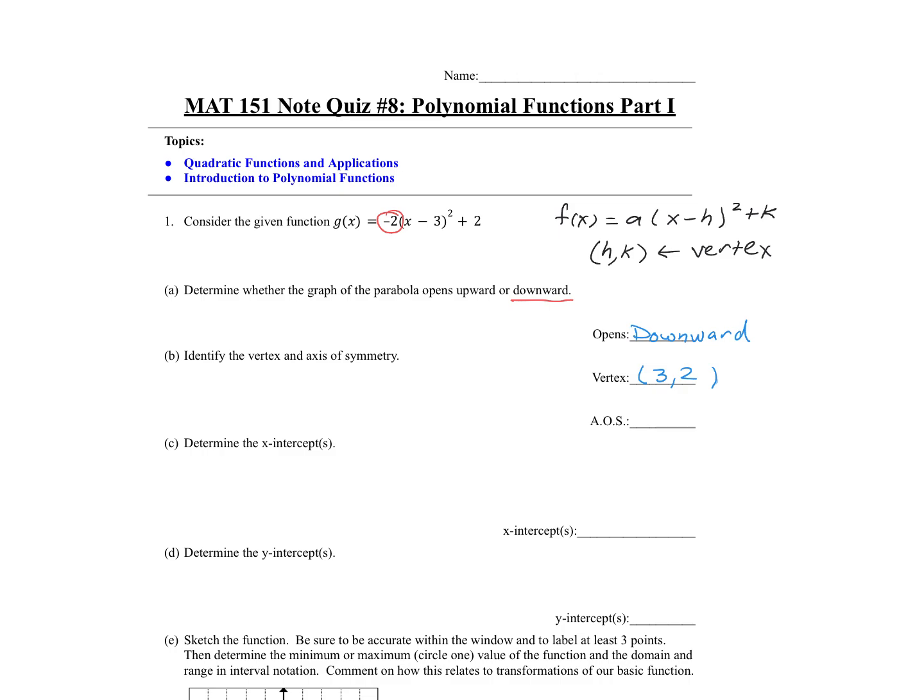Next thing I talk about here is the axis of symmetry. We'll see this in the graph in a few minutes, but that is a vertical line that divides the parabola into two equal halves that passes through the vertex. Because it's a vertical line, it must always have an x equals, and because it passes through the x-coordinate of the vertex, it's x equals 3 in this case.